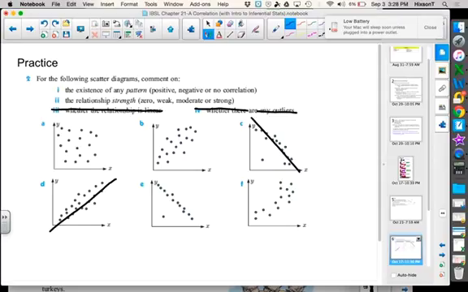Let's see. Alina, how about E? I think it's based on the correlation. For this one? No, oh, the last one. Okay. Yeah, this one, we could say that that's probably a weak positive correlation.